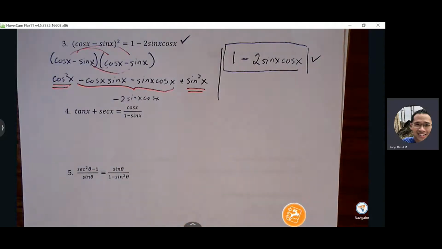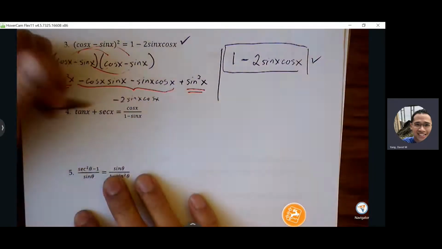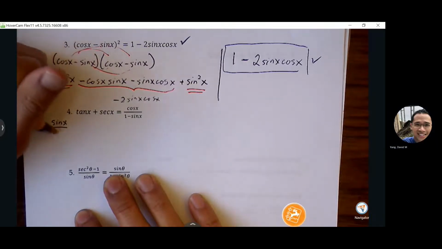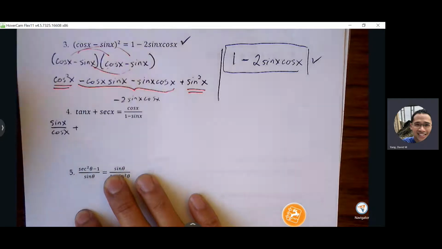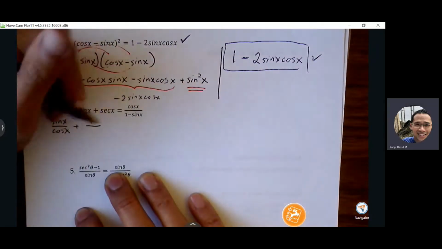Good. Yeah, let's just get that sine and cosine to show up. We may have to deal with some fractions, but we'll deal with it. We'll deal with common denominators. But let's just at least get it to begin looking like the functions that are showing up on the right side. Okay, so tangent is sine over cosine, secant is 1 over cosine.